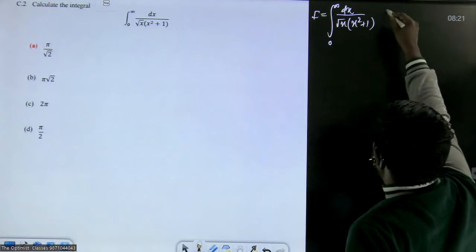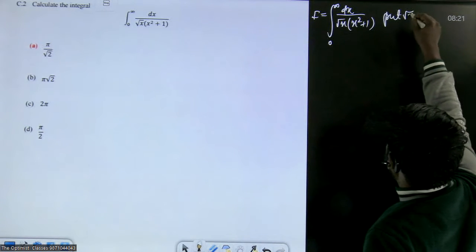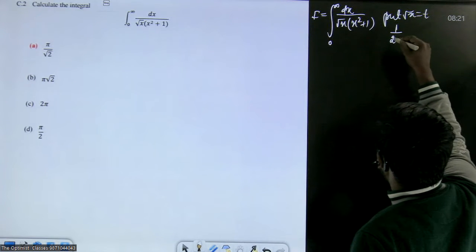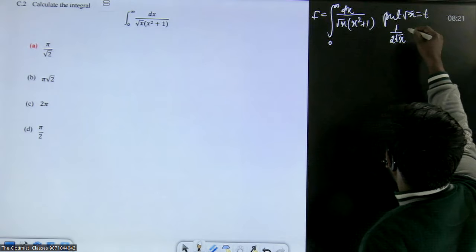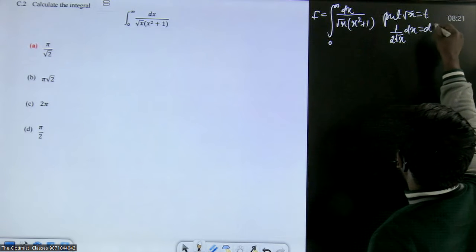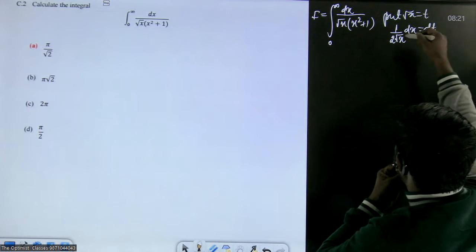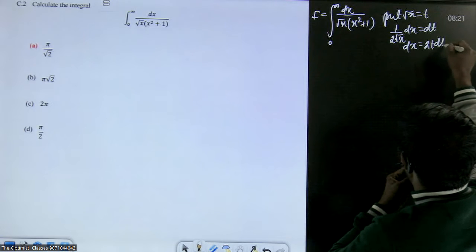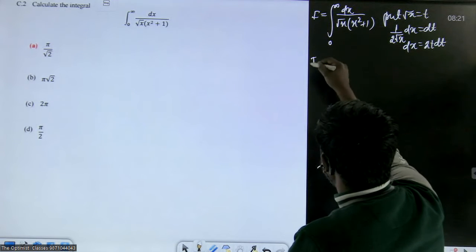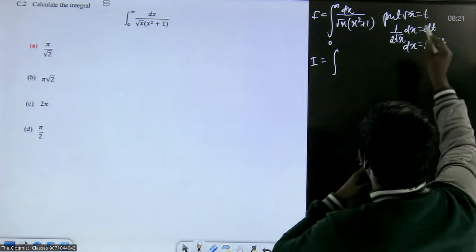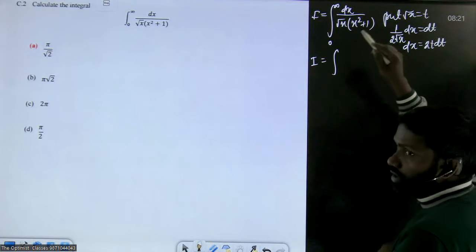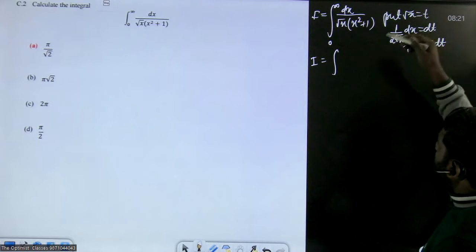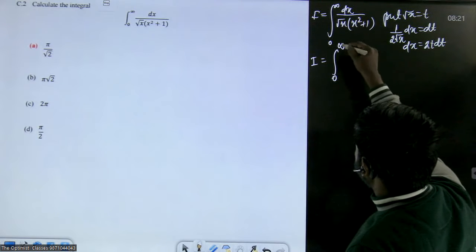So if you put root x equal to some t, then differentiating, you get 1 by 2 root x dx is equal to dt. So now put root x equal to t, and you get dx is equal to 2t dt. That's what you get. If you put x equal to 0, you get t equal to 0, and when you put x equal to infinity, you get t equal to infinity. So the limit is not going to change.